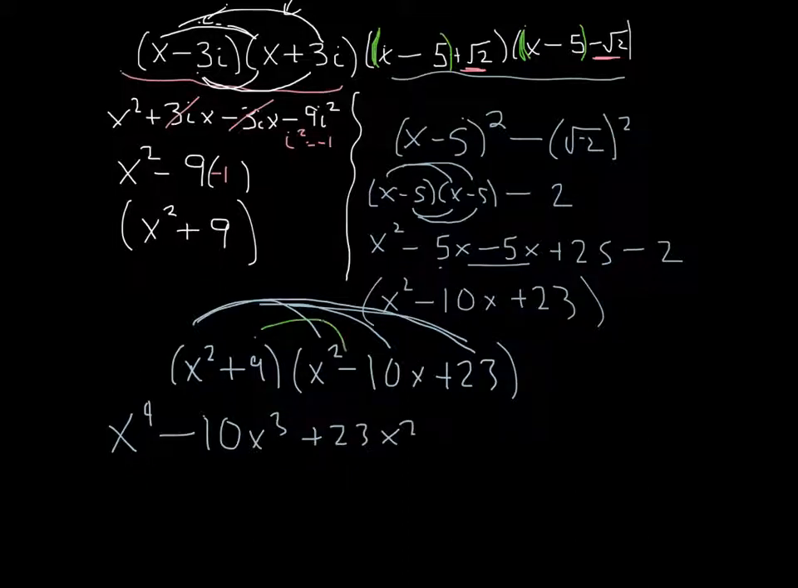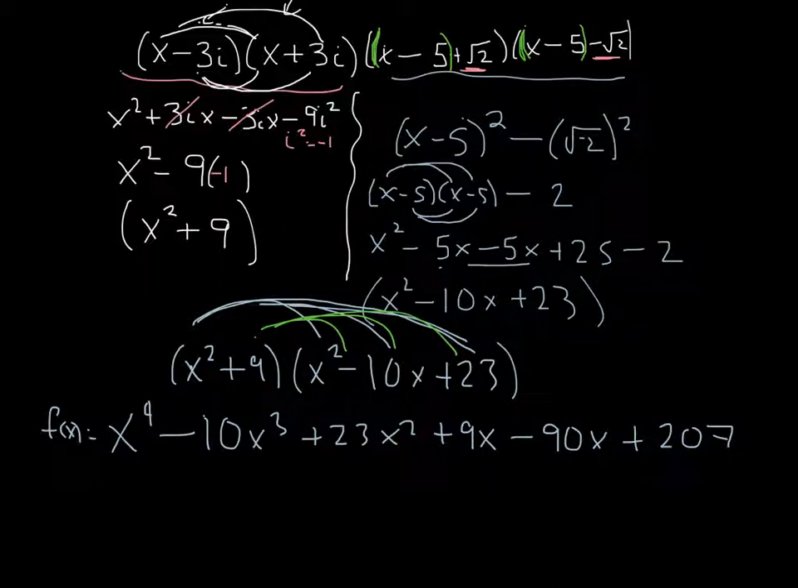Second thing we need to do is distribute that 9 in here. So 9 times x squared is going to give us a positive 9x squared. We do the 9 times the negative 10x. 9 times negative 10x is negative 90x, and then finally 9 times 23. 9 times 23 is a positive 207, so at the end we're going to have a plus 207. So guess what? This is the polynomial completely FOILed.